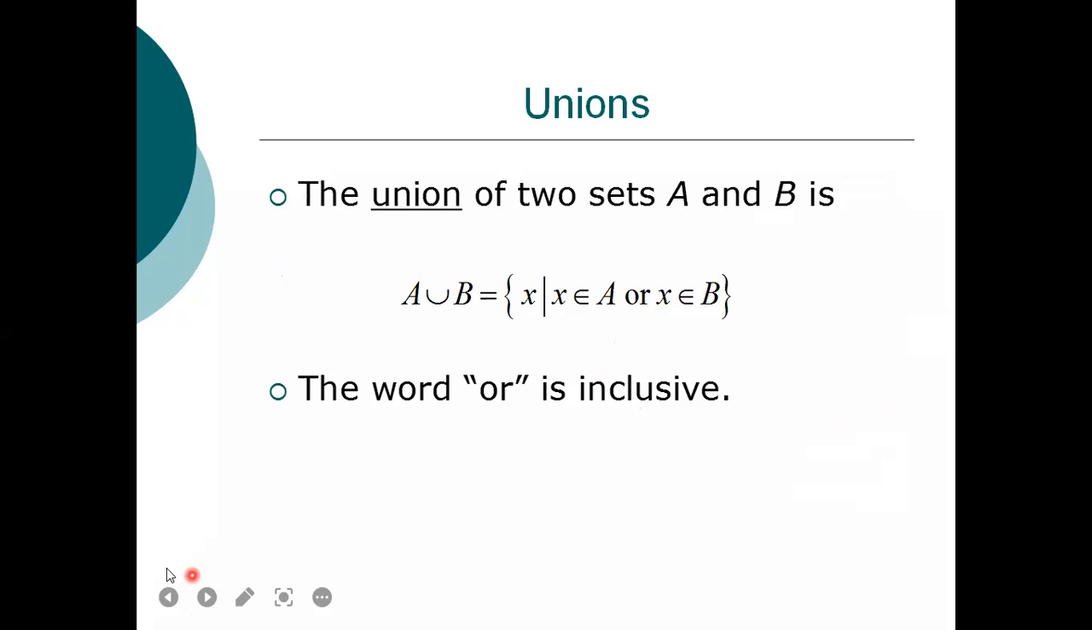Now, what is the union? The union of two sets A and B is A union B equals {x such that the element x belongs to A or the element belongs to B}. The word or is inclusive. So union can be denoted by or plus.